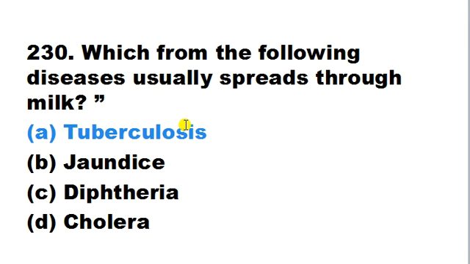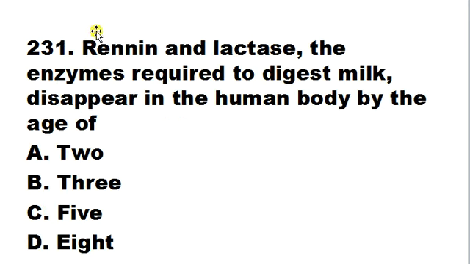Renin and lactase, the enzymes required to digest milk, disappear in the human body by the age of A. 2, B. 3, C. 5, D. 8. So its correct answer is 2. That means renin and lactase, enzymes required to digest milk, are present in kids. They disappear by the age of 2. So A is the correct answer here.